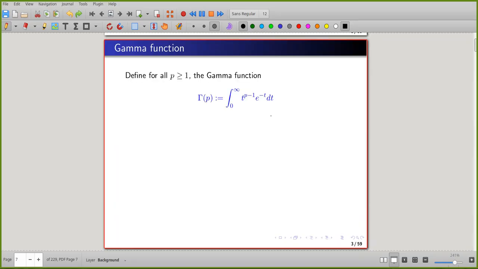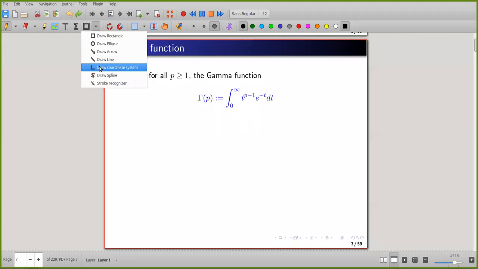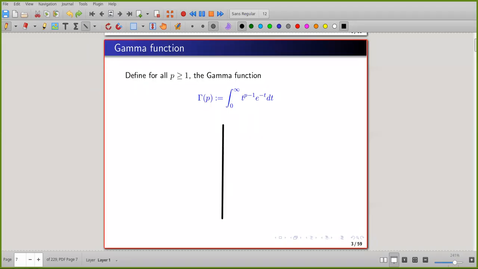We want to define the gamma function on the complex plane. For those of you who have done complex analysis, this will be a little bit insightful, but perhaps others will not find this discussion so insightful. So we define it by an integral.